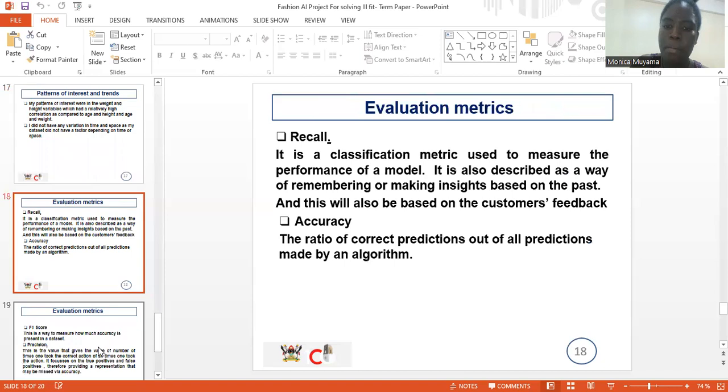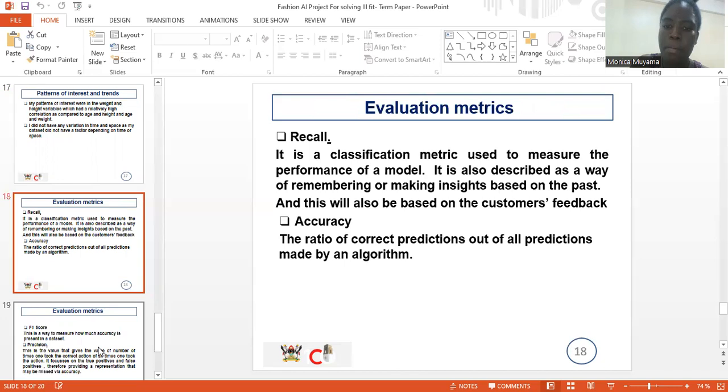Evaluation metrics. Recall is a classification metric used to measure the performance of a model. It's also described as a way of remembering or making insights based on the past. And this will also be based on customers' feedback.